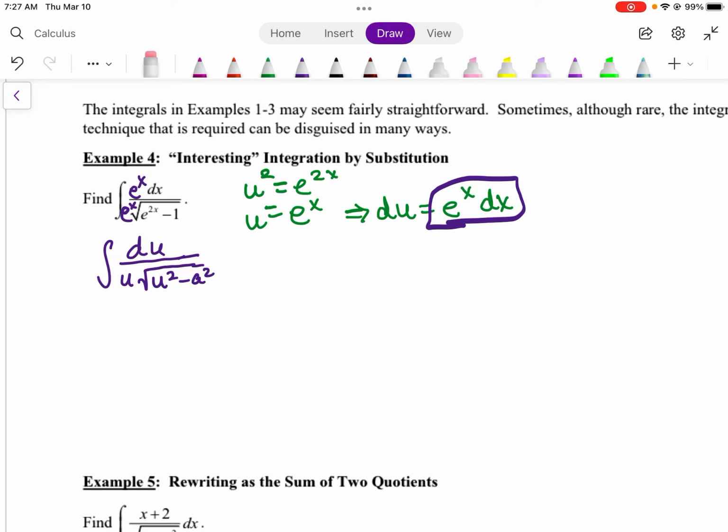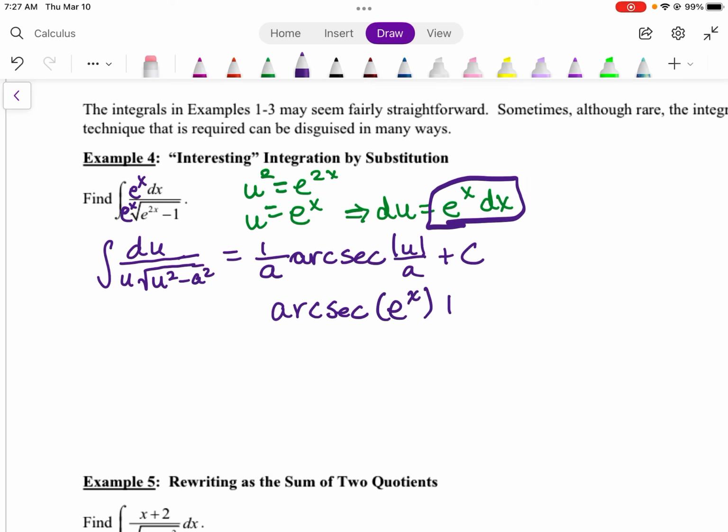And the arcsecant formula says I'm going to take 1 over a, arcsecant, absolute value of u over a plus c. And so my a is 1 because a squared is 1. So I'll have arcsecant, the absolute value of u. So that's e to the x. Now e to the x is always positive, so I can get by with just parentheses there, plus c.